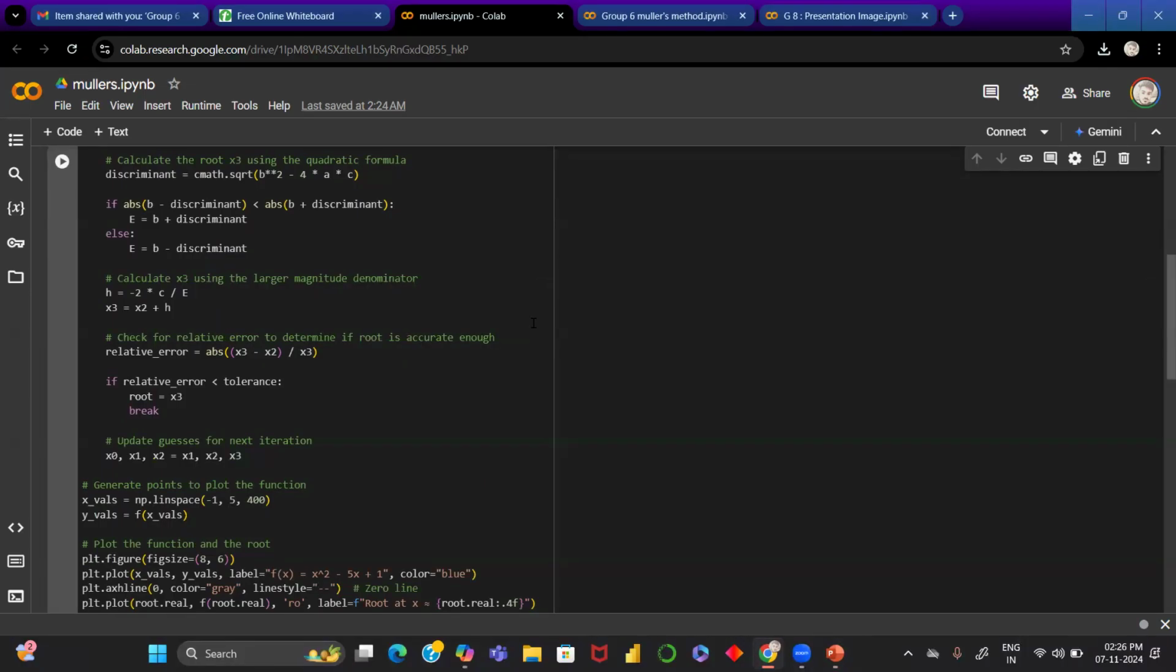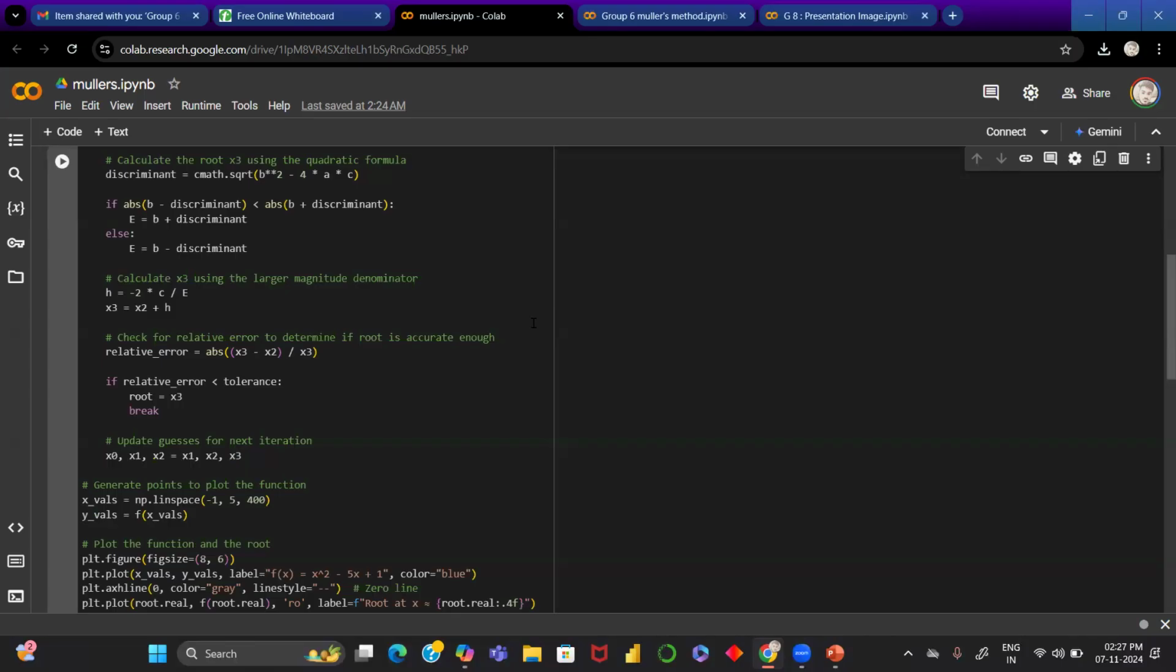And the if condition will pick the largest of the two possible values. Then we calculate the next approximation x3, which is x2 plus h, which is minus 2 into c by the discriminant.